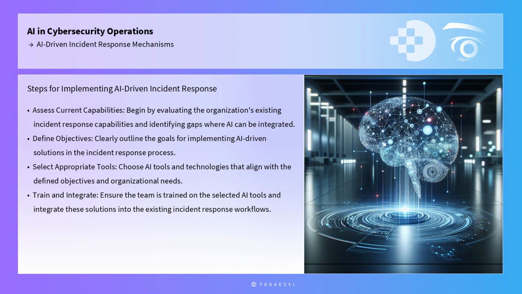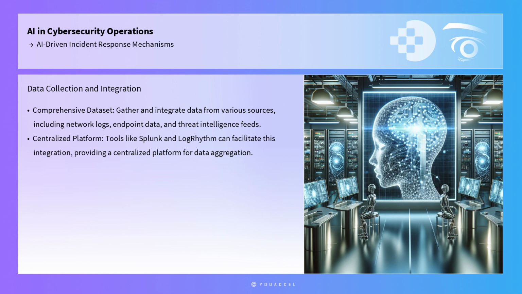For a step-by-step approach to implementing AI-driven incident response, organizations can follow these key steps. 1. Data collection and integration. Gather and integrate data from various sources, including network logs, endpoint data, and threat intelligence feeds, to create a comprehensive dataset for analysis. Tools like Splunk and LogRhythm can facilitate this integration, providing a centralized platform for data aggregation.